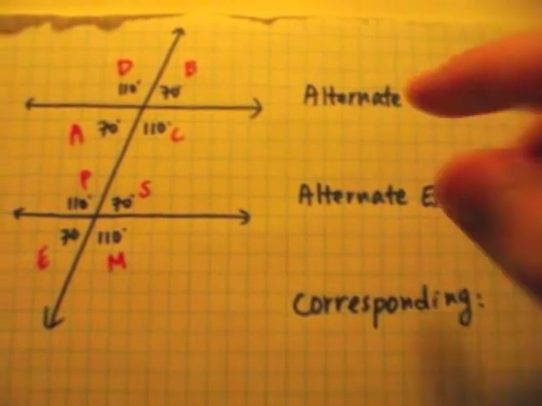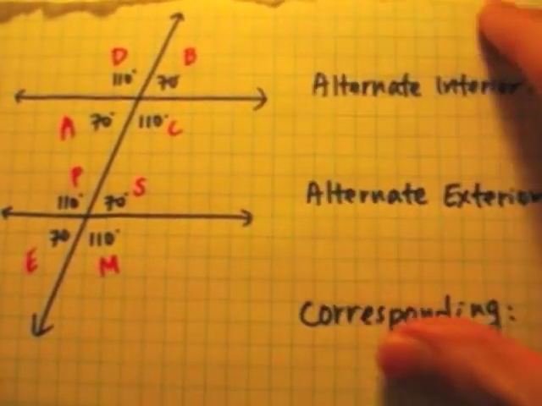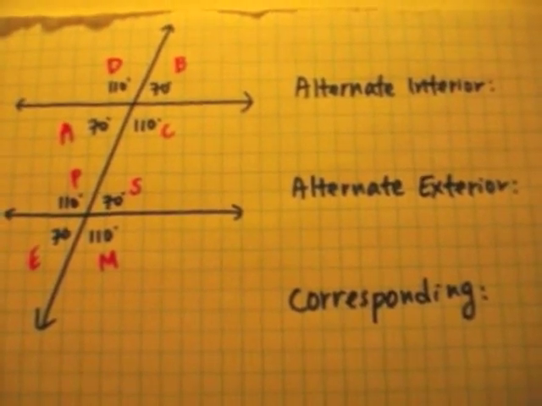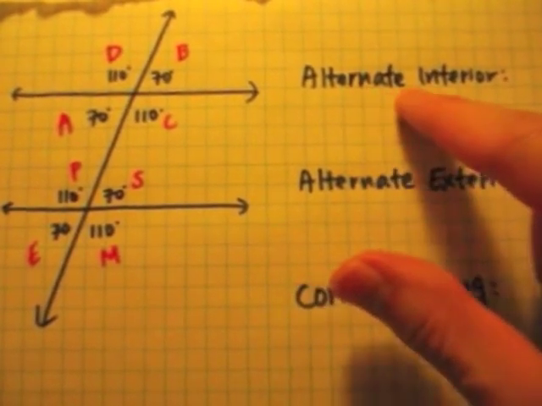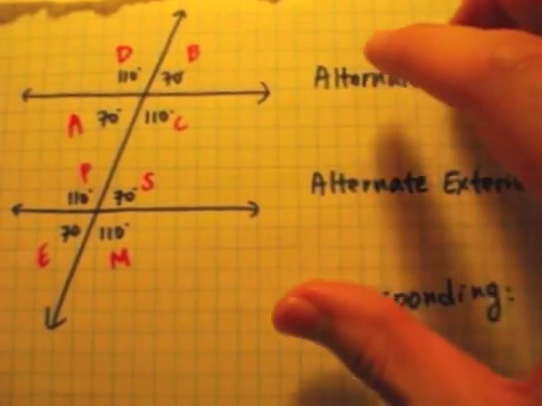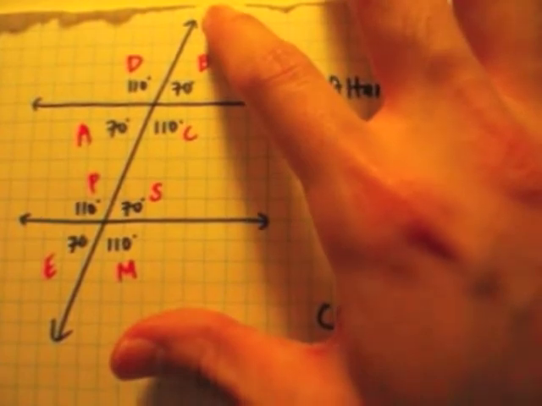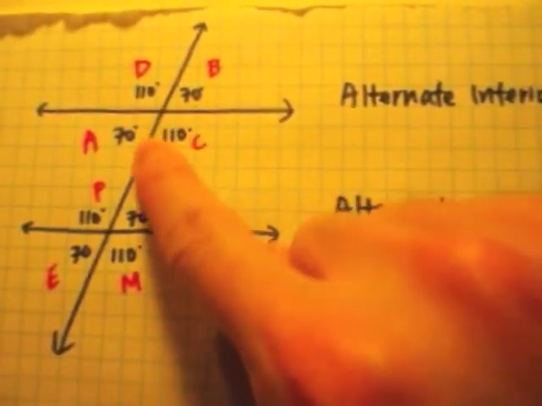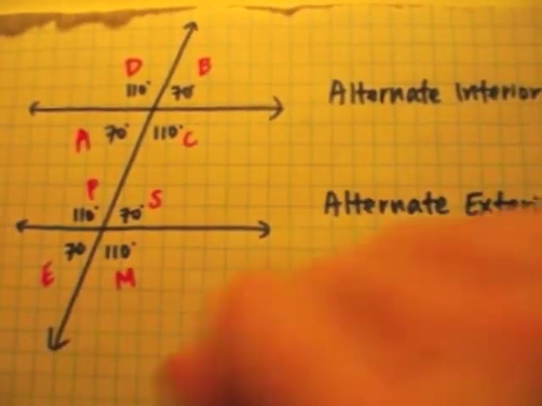Now, alternate interior. Well, let me first talk about one last thing before I go into the angle relationships. When you see the words alternate and corresponding and all that stuff, all of those words have to do with this line right here. Remember, this line is called the transversal. Okay, transversal. This line is called the transversal.